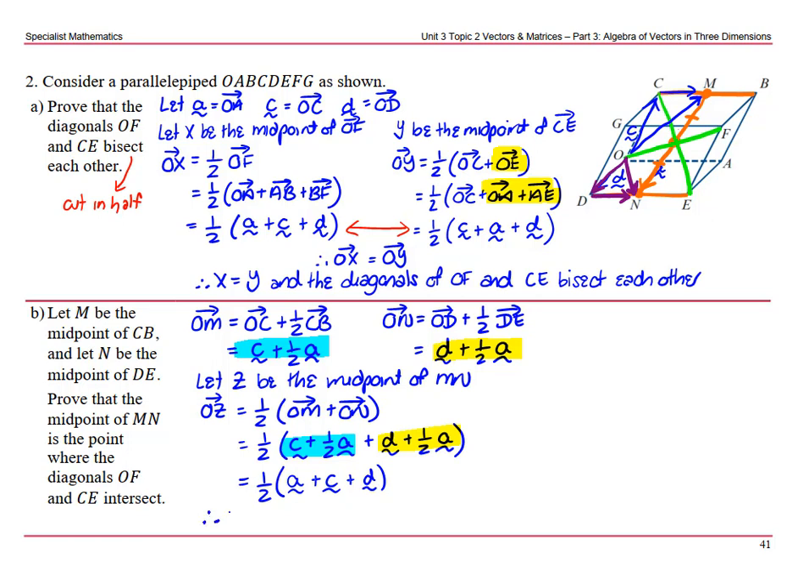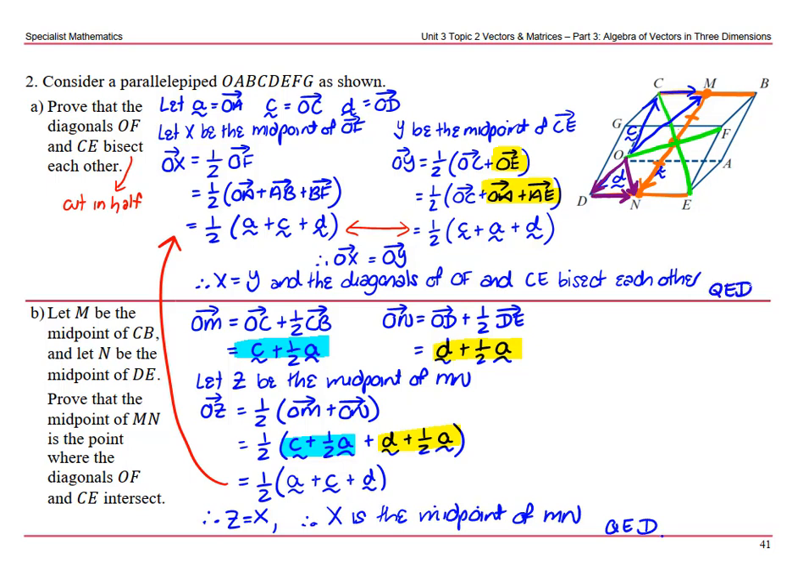So therefore, Z equals X, because that's what we found in part A. And where X is the point of intersection of OF and CE, found in part A. So therefore, X is a midpoint of MN. Done. And I forgot to write my QED at the end of part A.